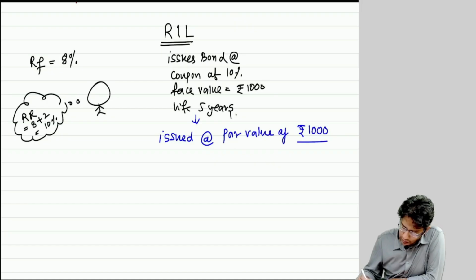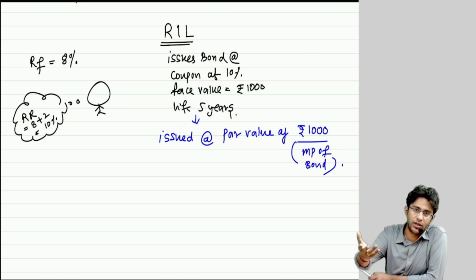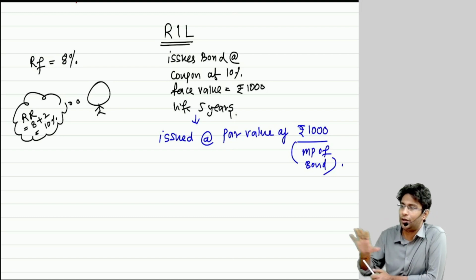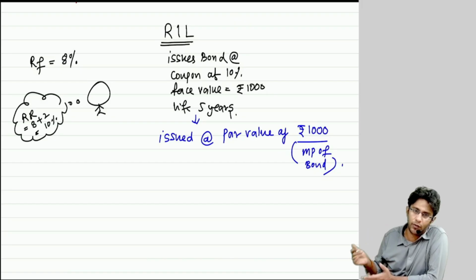Par value of 1000 only will now become the market price of the bond, the issue price on the first day. Now, if the company issues at 1000, people may buy, may not buy. People will pay 1000 only if their required return and the yield are matching. Otherwise, they will not buy. But here they are matching, so this fellow bought. Happy.